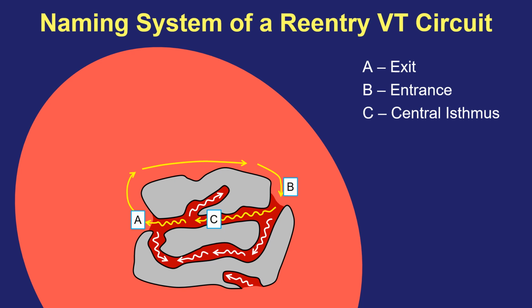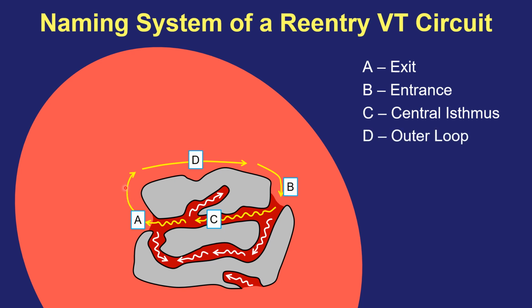And this slowly conducting critical portion of the circuit within the scar is known as the isthmus, here shown in C. There are different components of the isthmus depending on how close to the exit or entrance you are, so people may talk about the central isthmus or the distal isthmus or the proximal isthmus, but this is all known as the isthmus of the VT circuit within the scar.